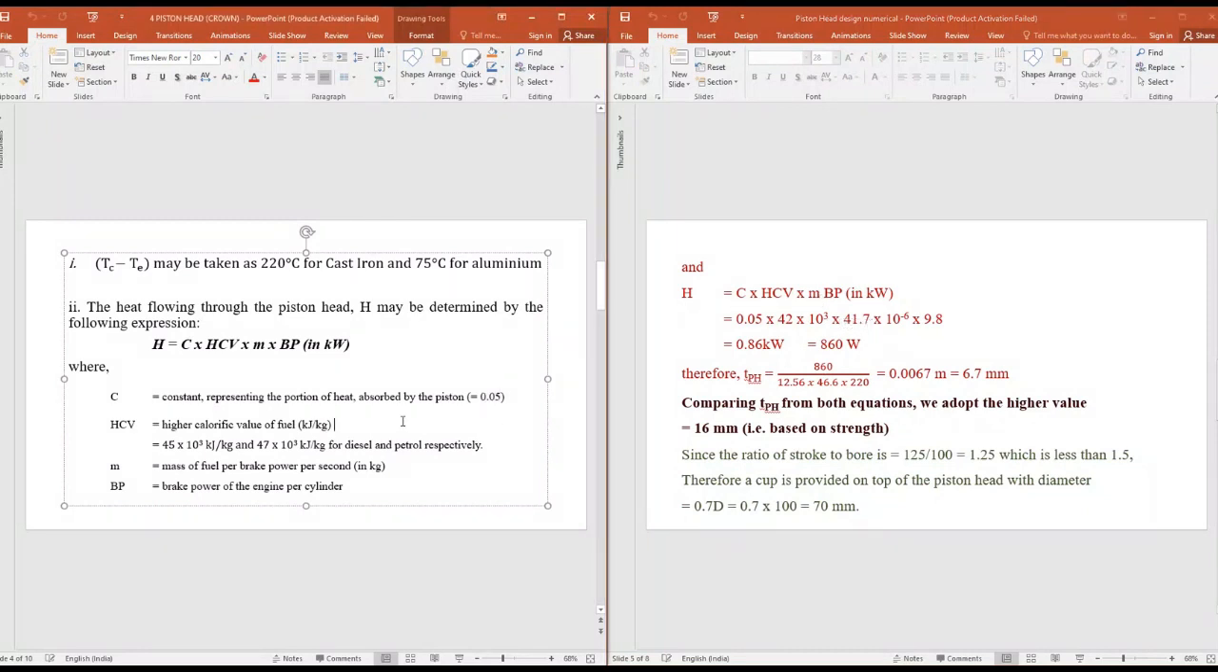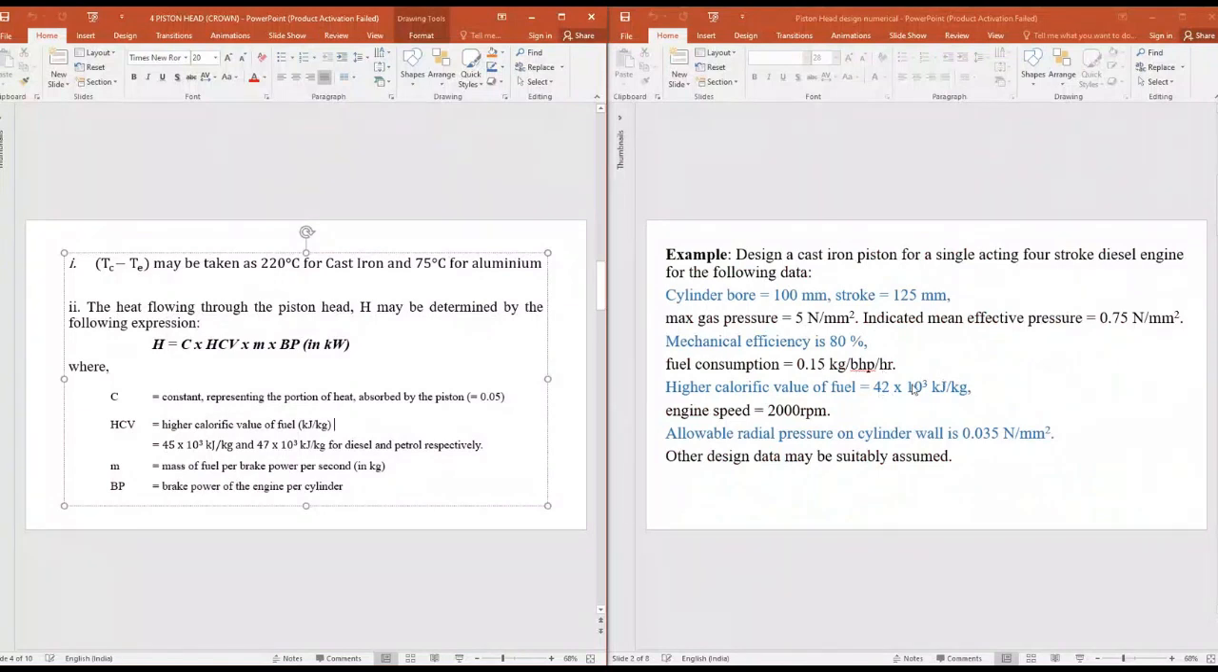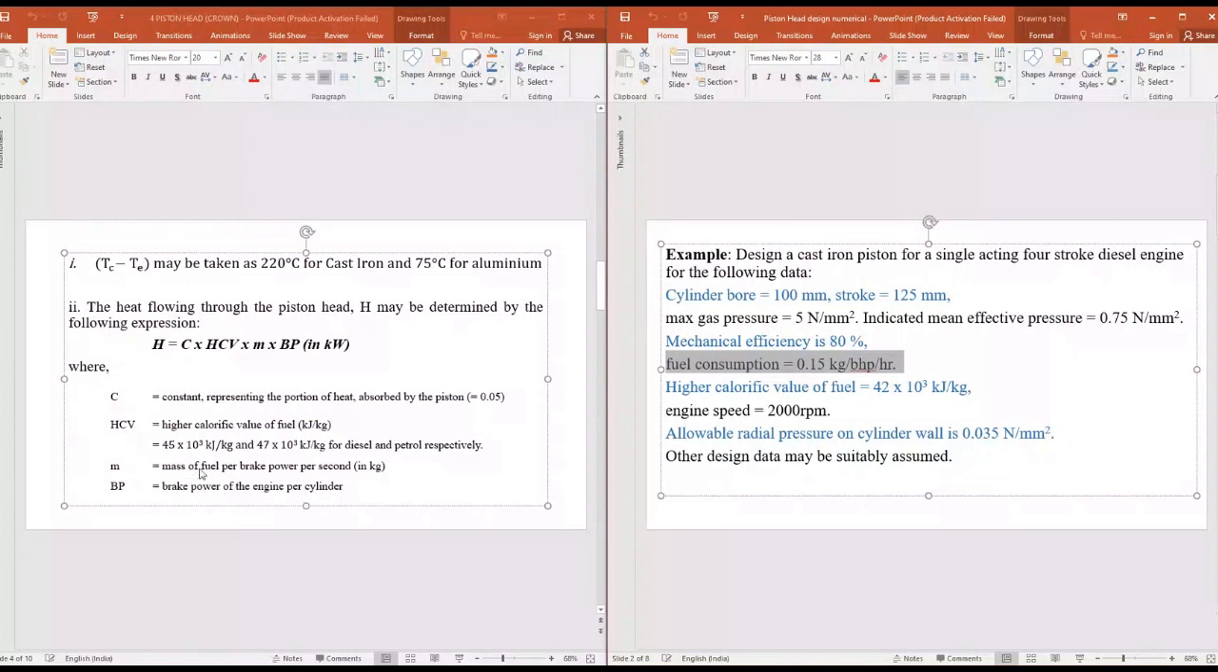Now what is mass? How much mass of fuel is being consumed? If we see, the amount of fuel consumed is 0.15 kg per bhp per hour, and mass is the mass of fuel per brake power per second in kg. So in 1 hour it is consuming 0.15 kg. In 1 second, how much will it consume? This will be divided by 60 into 60.